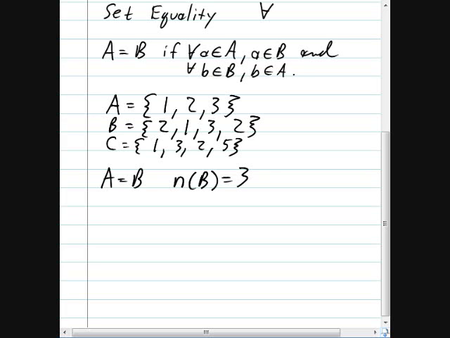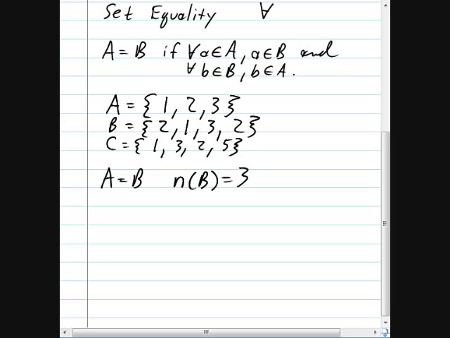Now let's see if A is equal to C. Now we already know that A is equal to B, so if A is equal to C, then B is also equal to C. So we test the definition of equality. A contains the element 1. Yes, that is in the set C. A contains the element 2, which is in the set C, 3, which is also in the set C.